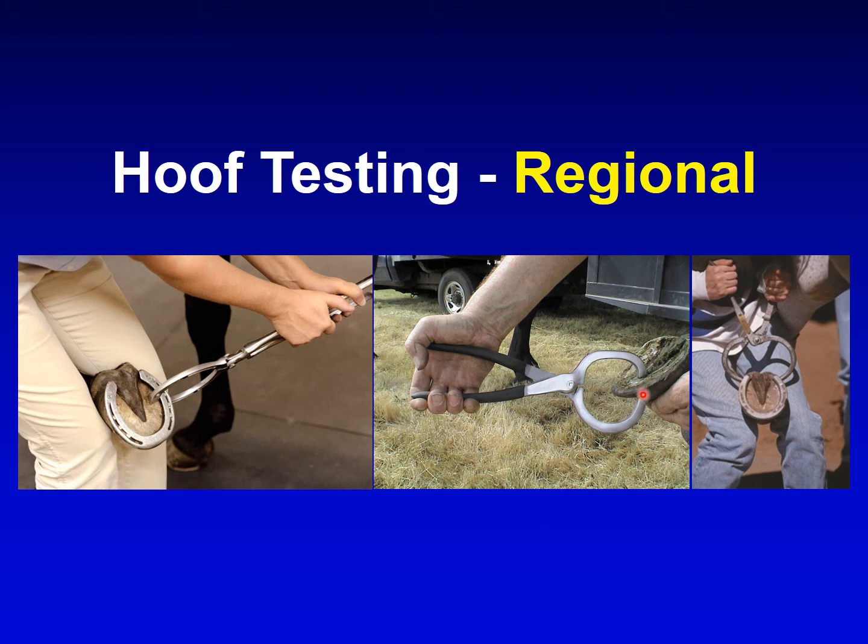So for example, this is just an example. If you're putting pressure here at the toe area of the hoof wall, I hope you don't expect that the navicular bone is located here, because it's not.